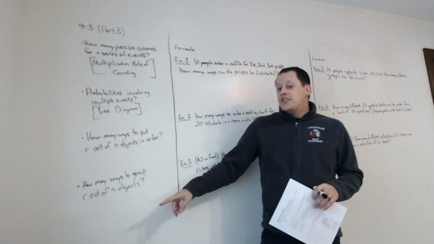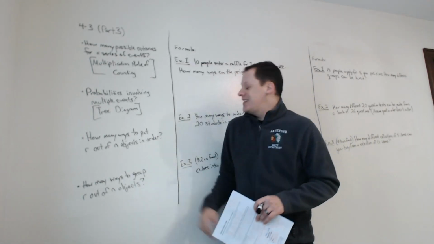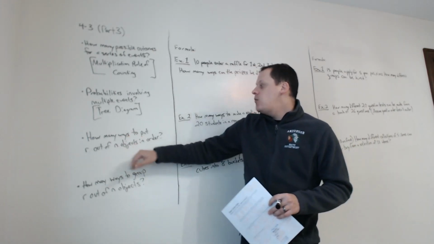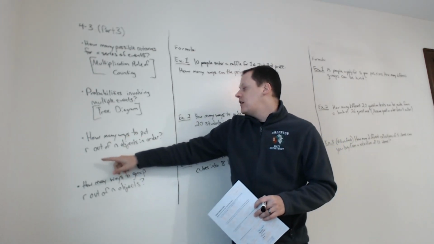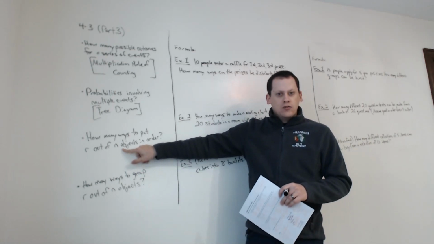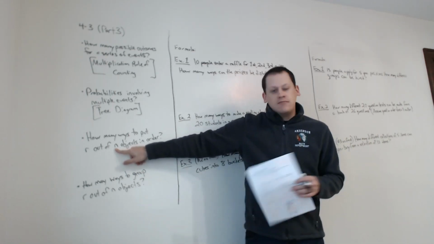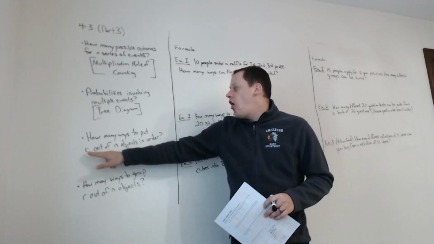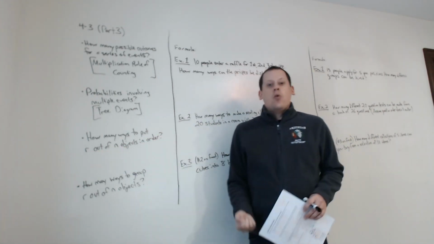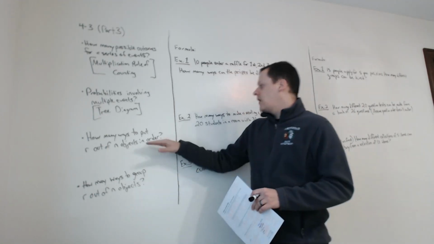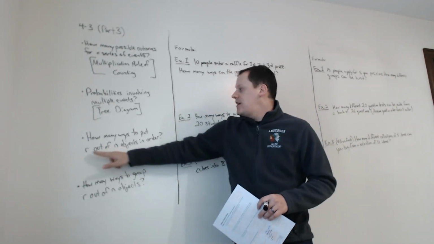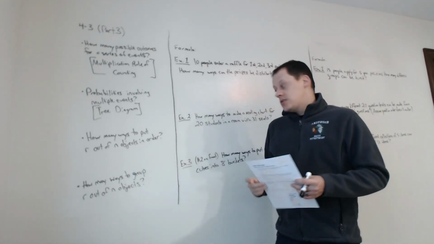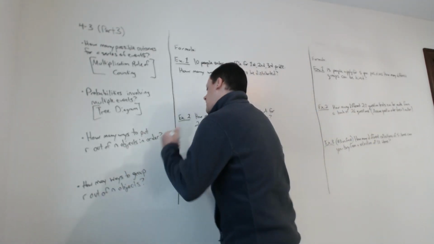There are 2 other different types of questions in this section that we haven't yet talked about. You might be asked, how many ways are there to put, let's say you've got n objects total. I'm leaving these as variables because it could be any number. Let's say you have n objects and you want to put r out of those n objects in order somehow. And the key here is you're only using some of the objects and the order matters. So we want the order to matter.